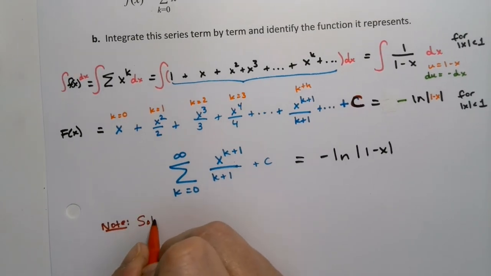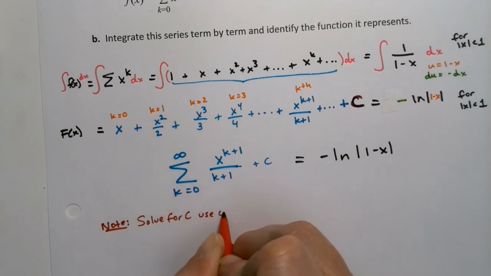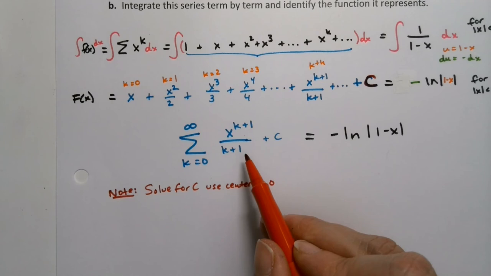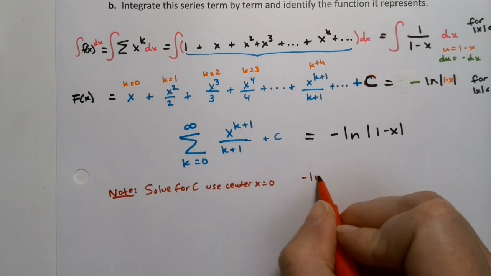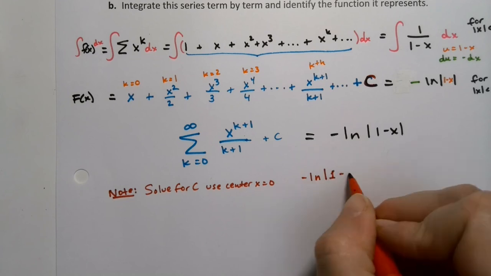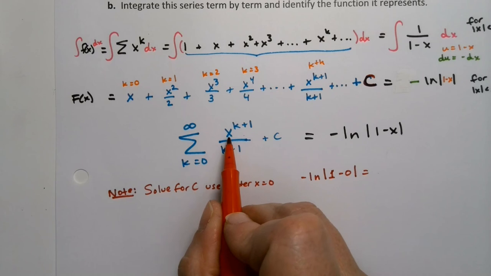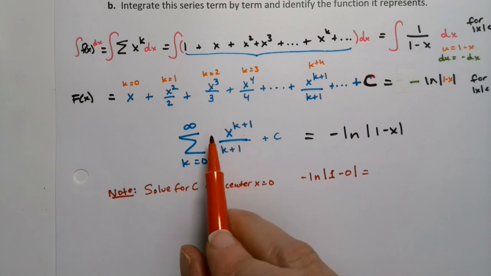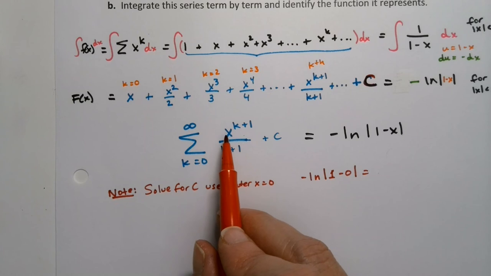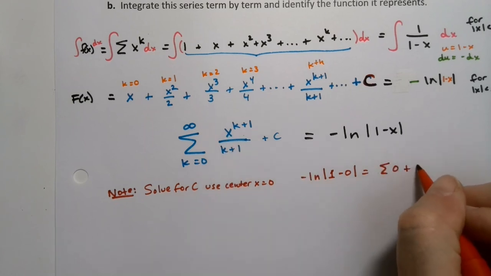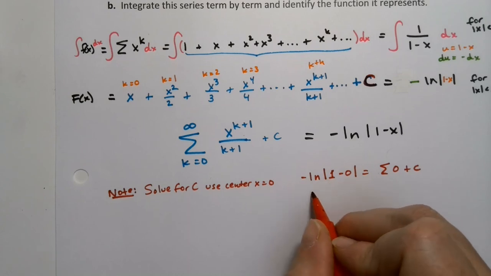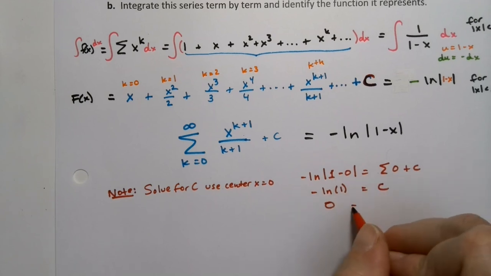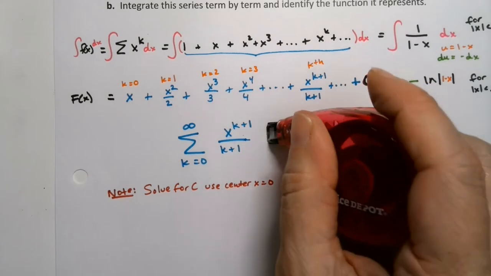To solve for c, use the center, which is x equals 0. If you plugged in x equals 0 into this, you would have the negative natural log of 1 minus 0. I kind of wrote them backwards, because I'm doing the easy part first, which is over here. If you sum this, every term will be 0, so it's a sum of zeros plus c. But the negative natural log of 1 is negative 0. So this is 0, and that's c. So 0 is c.